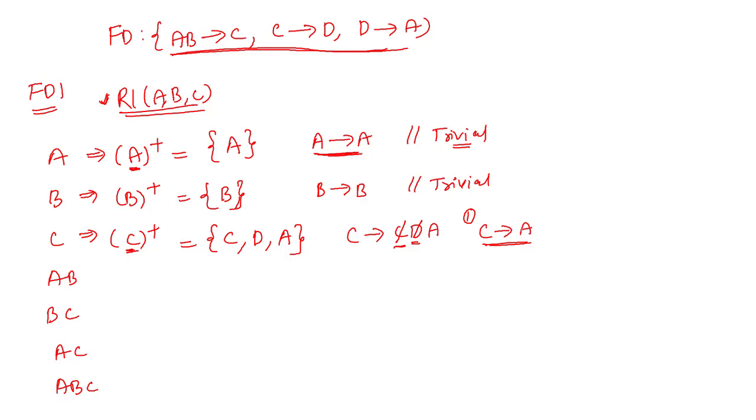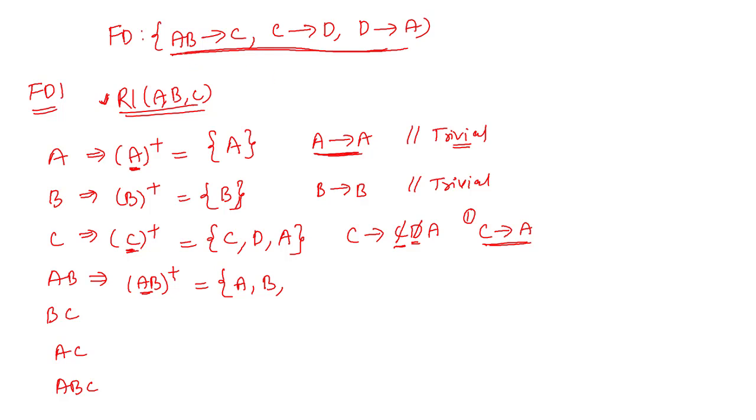Fine. Now let us calculate the closure of this AB, that is AB plus. So from this AB we can say A is the first attribute, B is the second attribute. Now can A determine anything here in this? No. Can B determine anything in this? No.